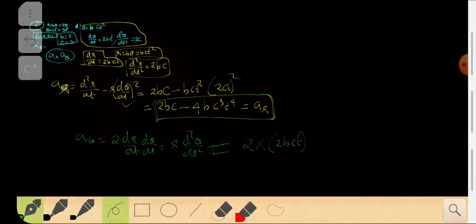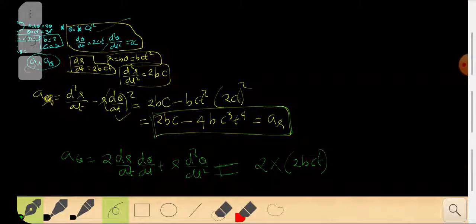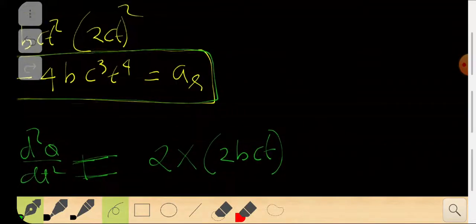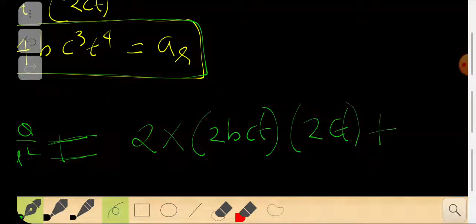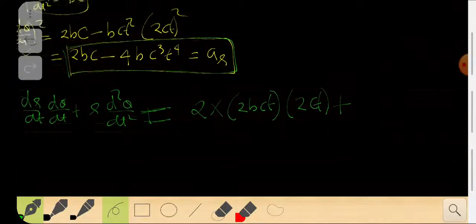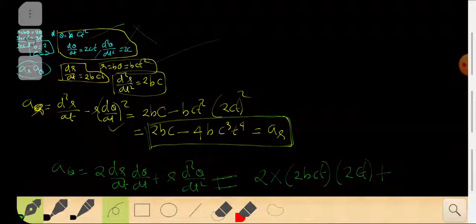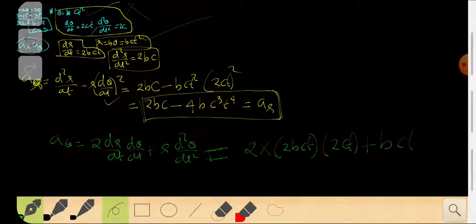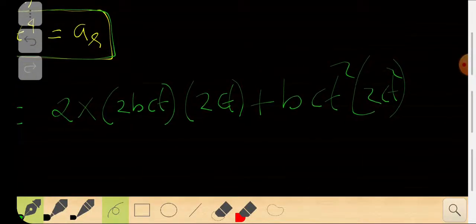dθ/dt is 2ct, so 2ct here. Plus r, and r is bct², I remember that, times d²θ/dt². So we got that all simplified.